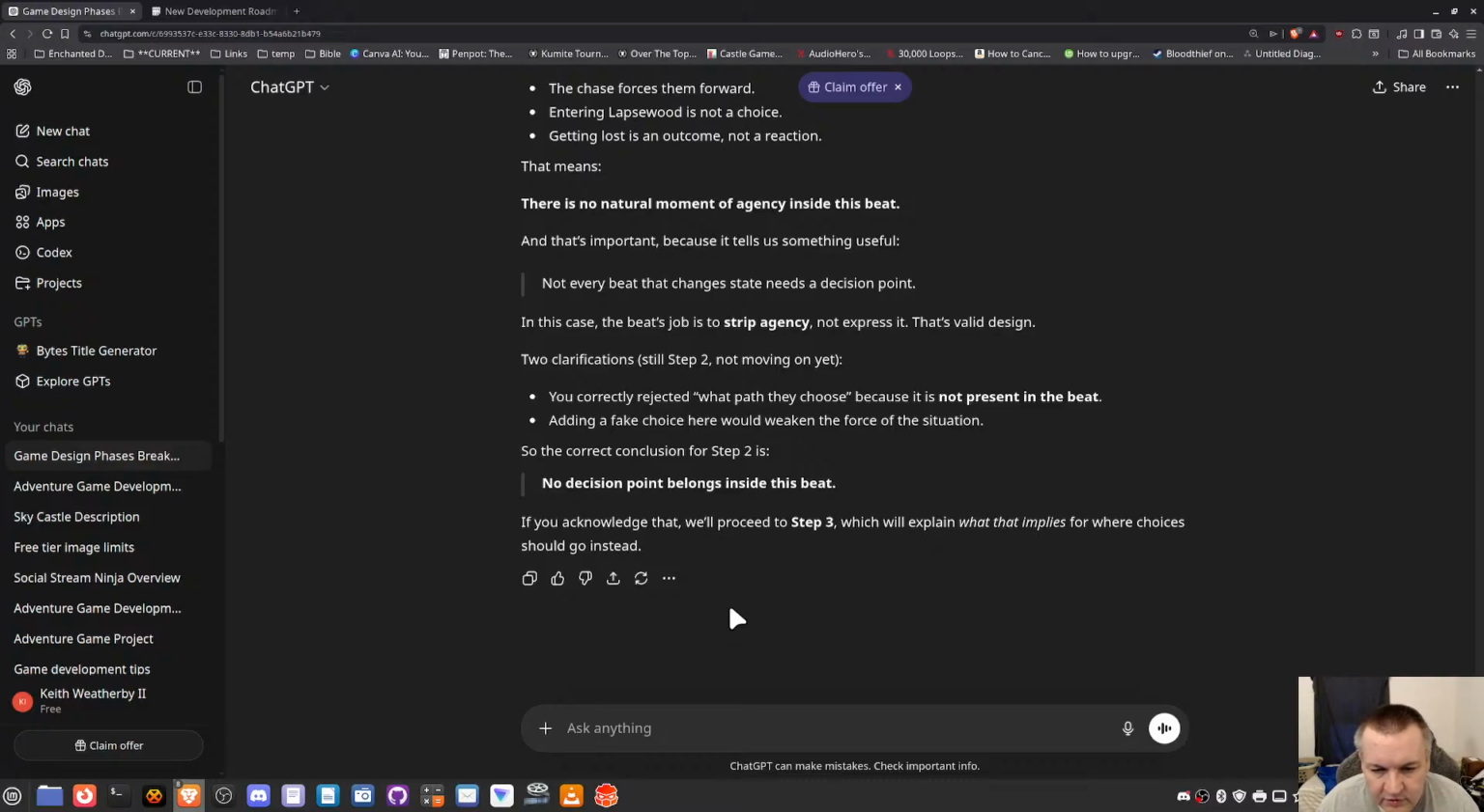In this case, the beat's job is to strip agency and express it. That's a valid design. Two clarifications. Still step two, not moving on yet. You correctly rejected what path they chose because it's not present in the beat. Adding a fake choice here would weaken the force of the situation. So the correct conclusion for step two is no decision point belongs inside this beat. If you acknowledge that, we proceed to step three, which will explain what that implies for where choices should go instead.